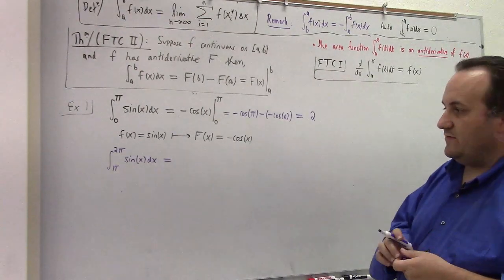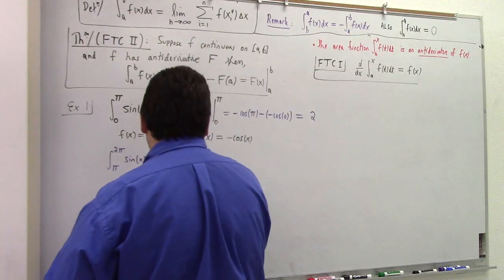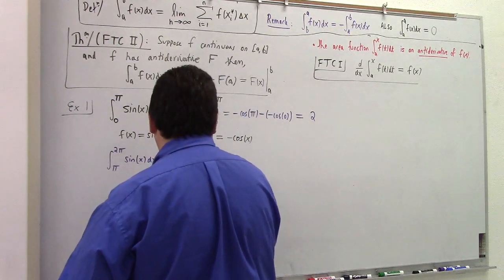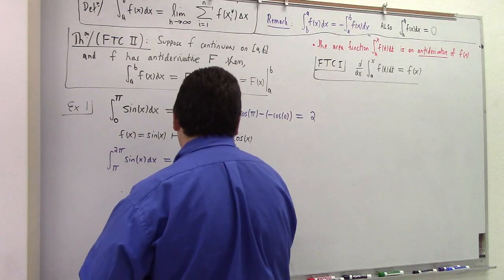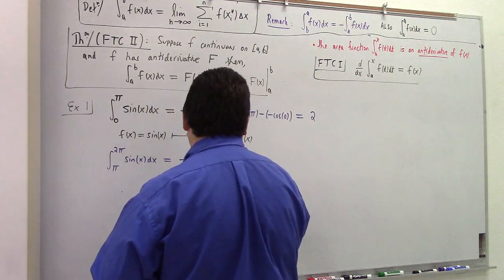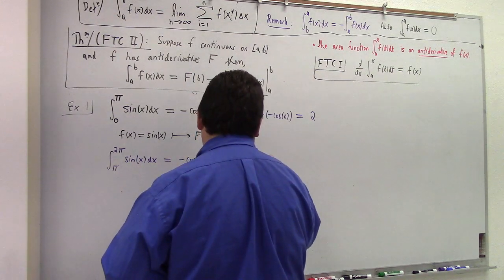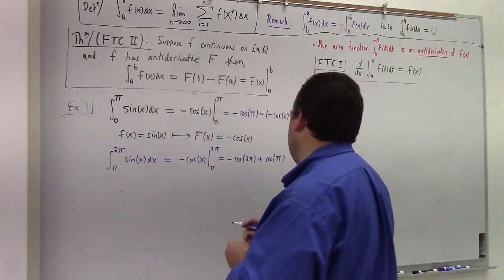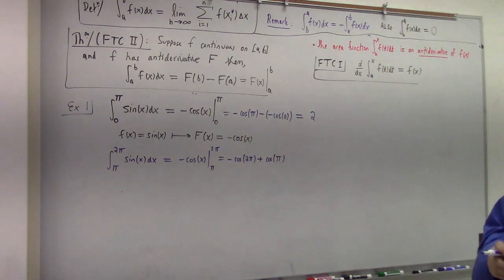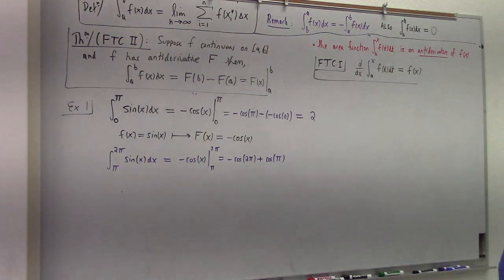So the next one, integrate sine of x from pi to 2 pi. What happens there? So this time, same antiderivative, right? Evaluate from pi to 2 pi. So I got myself a minus cosine of 2 pi plus the cosine of pi.